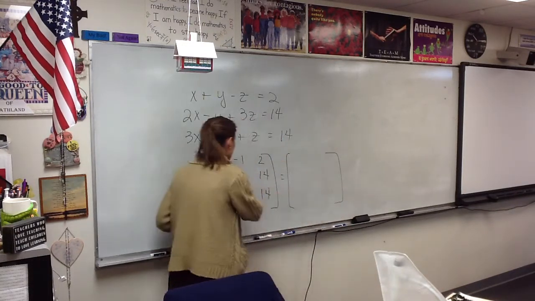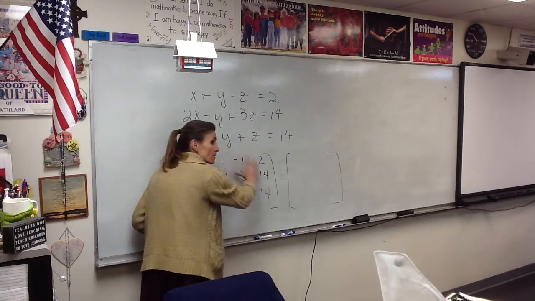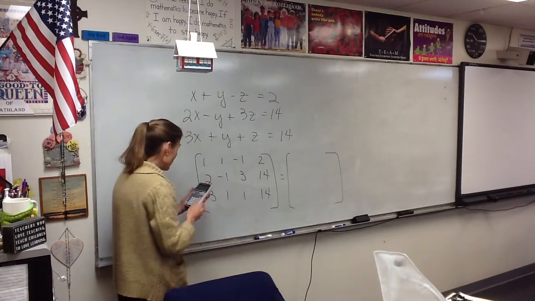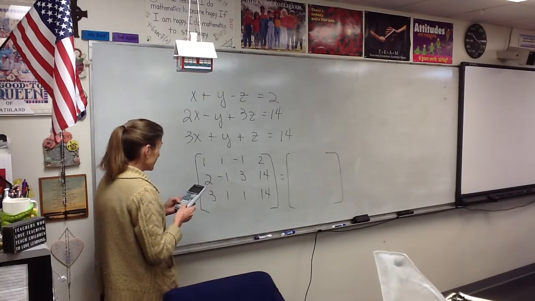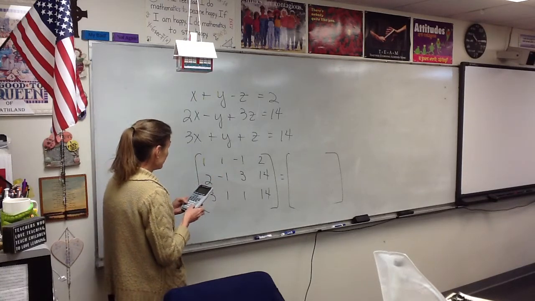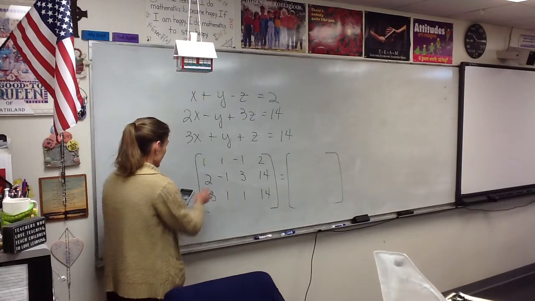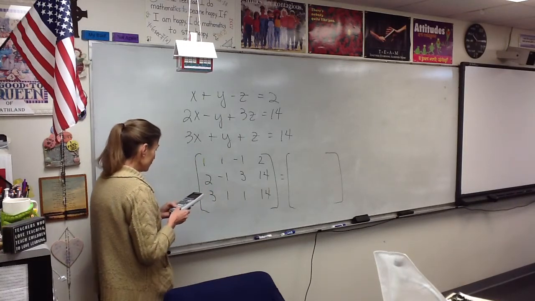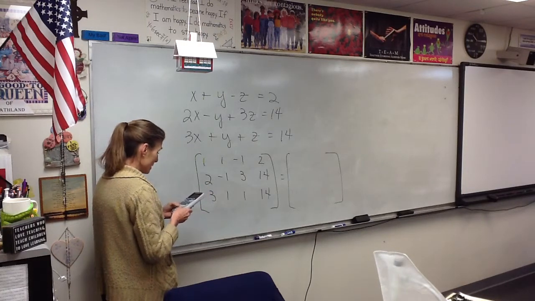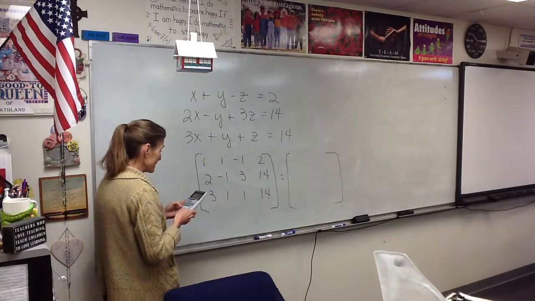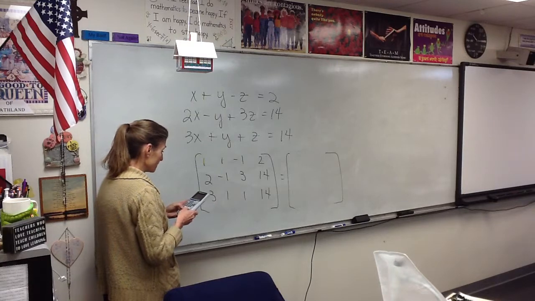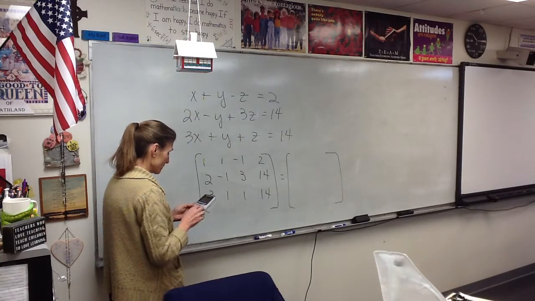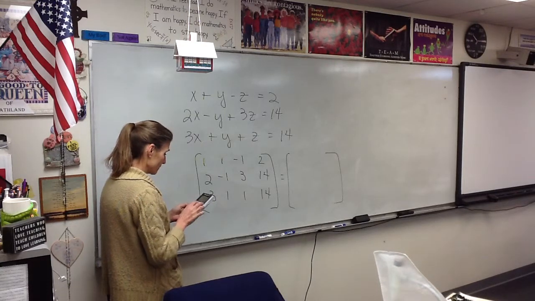Now, it wants you to put in all of these numbers. So I'm going to put in 1, and then 1, and then negative 1, and 2. And then 2, negative 1, 3, and 14. And 3, 1, 1, 14. It's just a 3 by 4. Okay.